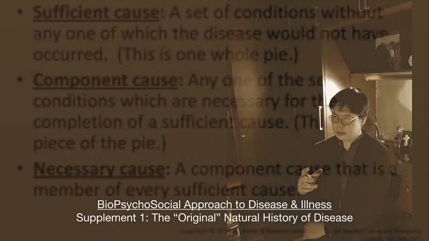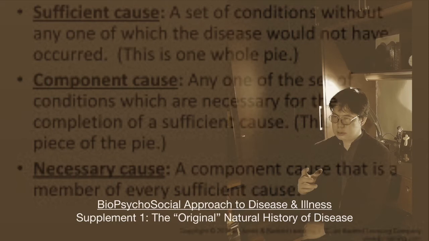So you'll have a sufficient cause for a disease. All you need is enough component causes. You don't need to have all the possible causes. Now, sometimes you might have a necessary cause, meaning you might have all these other component causes, but if you don't have this particular one or two causes, the disease doesn't happen. So that's the necessary cause. But we won't go there because it's not a lecture for that.